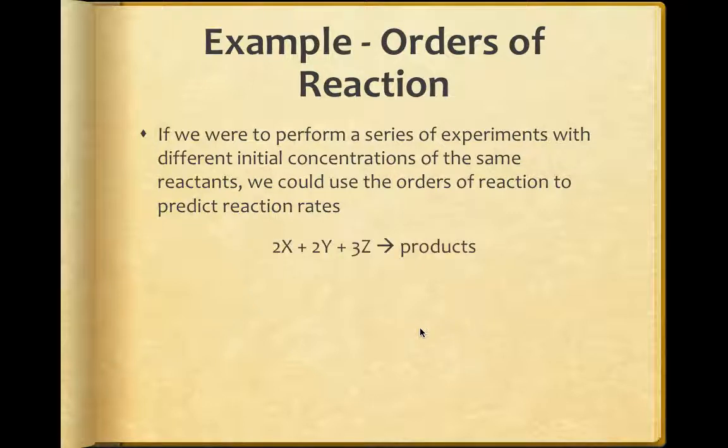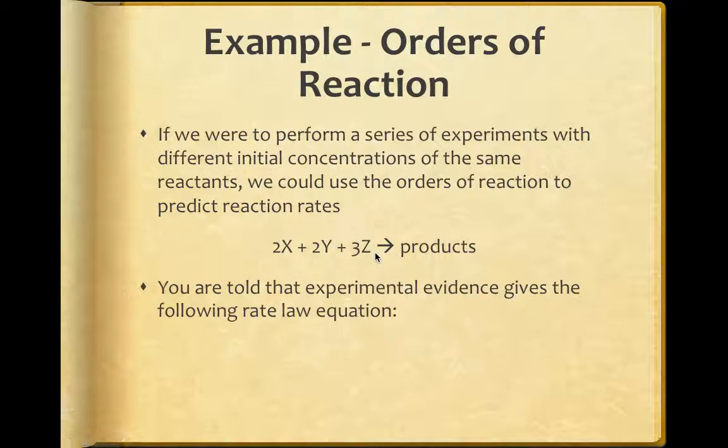Let's say we have this reaction where X reacts with Y and Z, balanced using coefficients of 2, 2, 3, but we don't really care about that for this. We are told experimentally that the rate law expression for this reaction is R = K[X]^1[Y]^2[Z]^0.